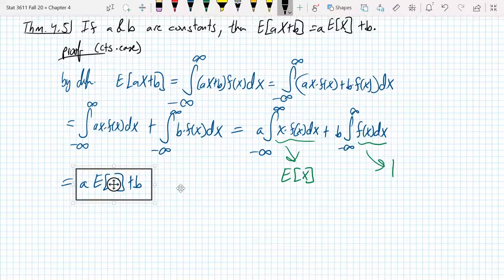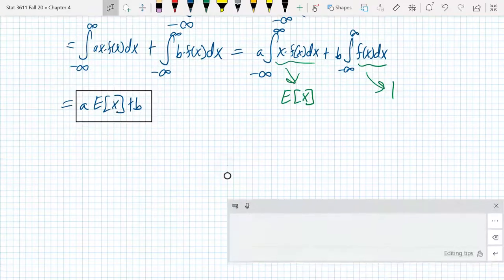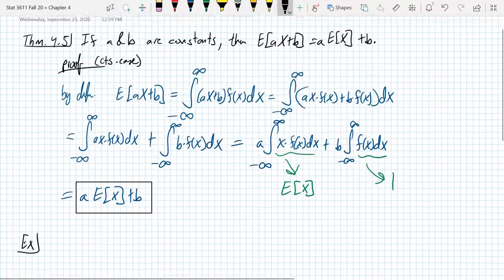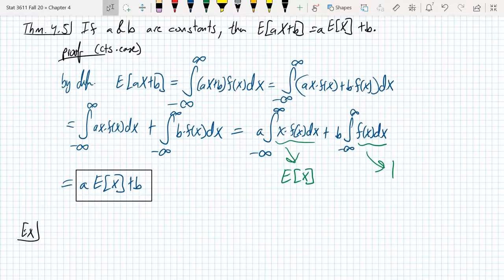Boom. There we go. All right. So, nice. That's nice. So let's apply this. Why is this beneficial? There's the proof. How do we use this theorem? How do we use Theorem 4.5? Let's take a look at this example.